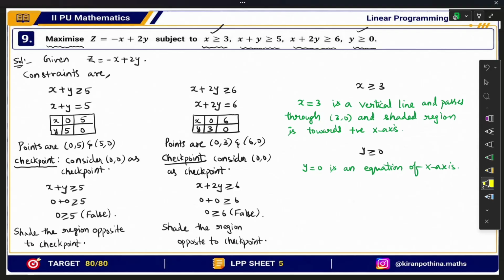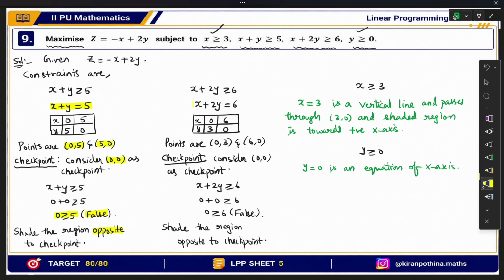Okay, so this much is more than enough for the theory part of LPP. Once again we'll revise. The first inequality is x plus y greater than or equal to 5, so that we will convert into x plus y equal to 5. If we take x value 0, we'll get y equal to 5. If we take y value 0, we'll get x value 5. Now our checkpoint is 0 comma 0. After substituting, what we got is 0 greater than or equal to 5, which is false. Whenever it is false, we have to write the opposite.